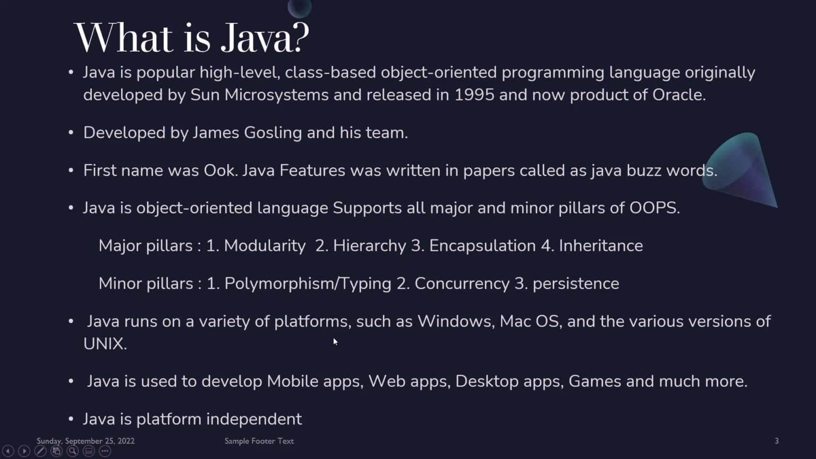Right. So the next point is Java runs on a variety of platforms. You can run Java on multiple platforms like Windows, Linux, Mac operating system, or different bit or different versions of operating system. So you can run Java on any of the platforms, and that's why we call Java platform independent. That's the main thing about Java.